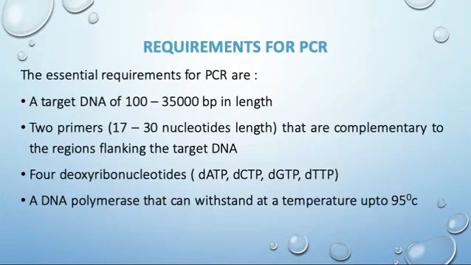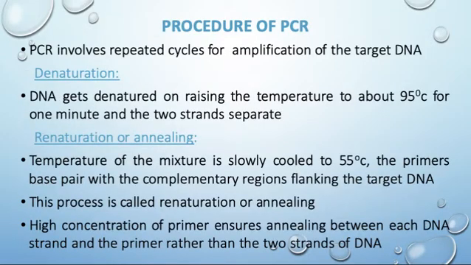When we go on to the real procedure, PCR involves repeated cycles for amplification of the target DNA. First the target DNA gets denatured. So we raise the temperature to about 95 degrees for 1 minute, and the two DNA strands get separated. Now after it gets separated, the next process is renaturation or annealing. The temperature of the mixture is slowly decreased to 55 degrees centigrade.